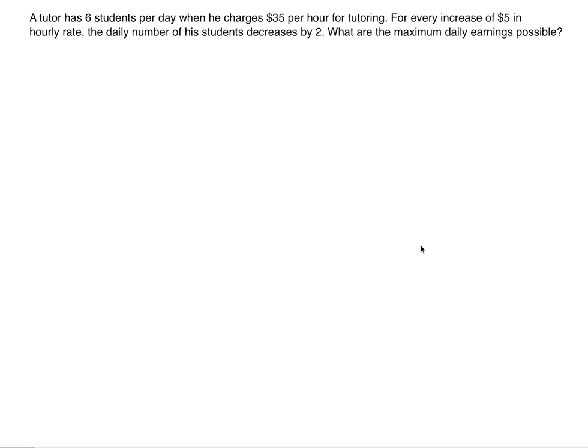Hello everyone, in this video we're going to discuss an interesting quadratic equation work problem. So, a tutor has 6 students per day when he charges $35 per hour for tutoring. For every increase of $5 in hourly rate, the daily number of his students decreases by 2. What are the maximum daily earnings possible?